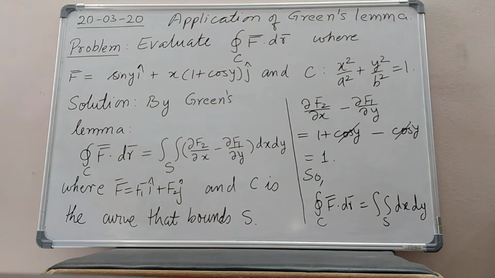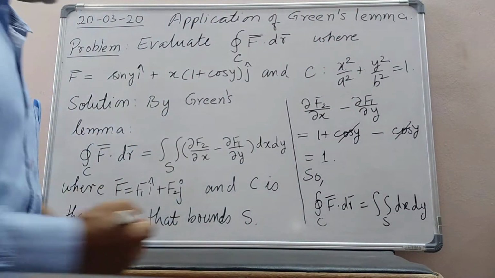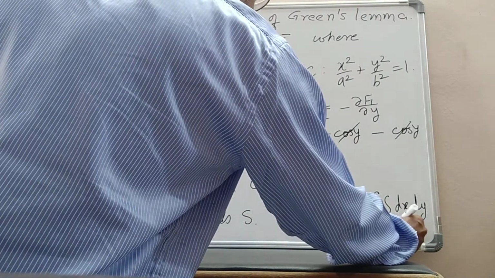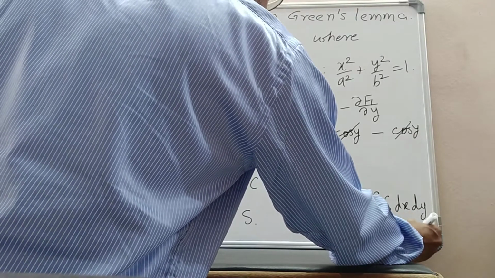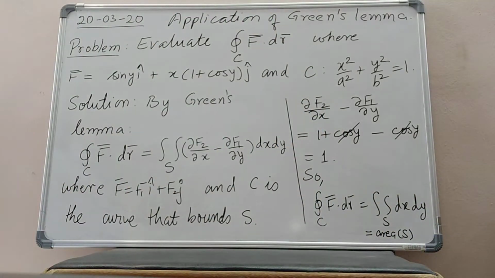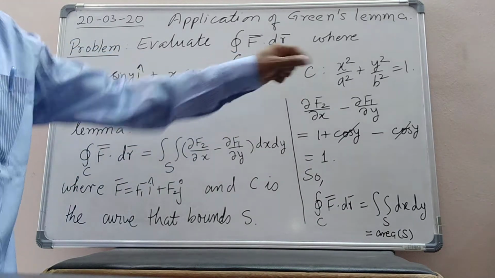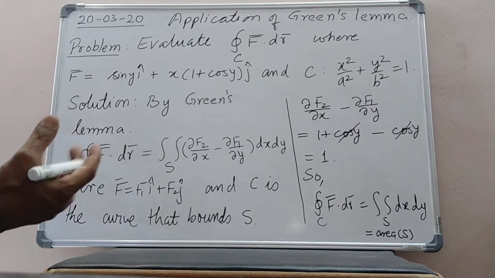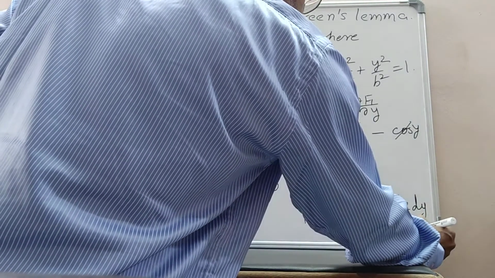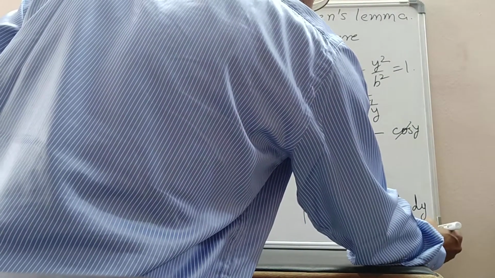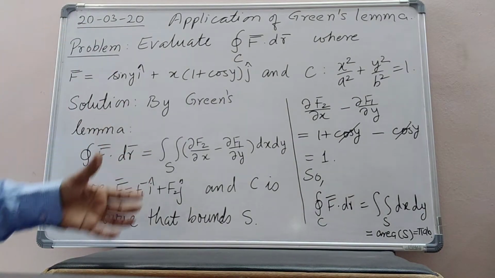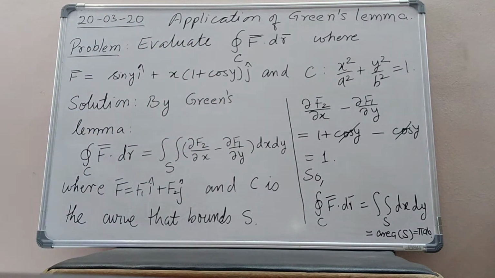And what is that? That is nothing but the area of S. And what is S? C is the ellipse and S is the region enclosed by the ellipse. So this answer is pi AB. So if you apply Green's lemma, this is how you can work out the integral.